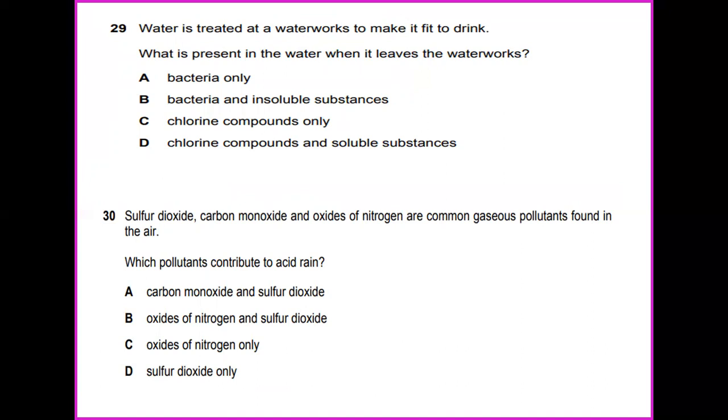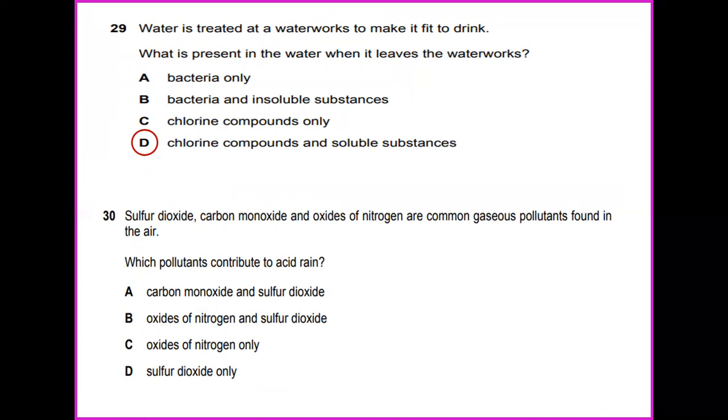So what is actually inside the water? Basically, the answer would be chlorine compound and soluble substances. Sulfur dioxide, carbon monoxide, and oxide of nitrogen are common gas pollutants found in the air.